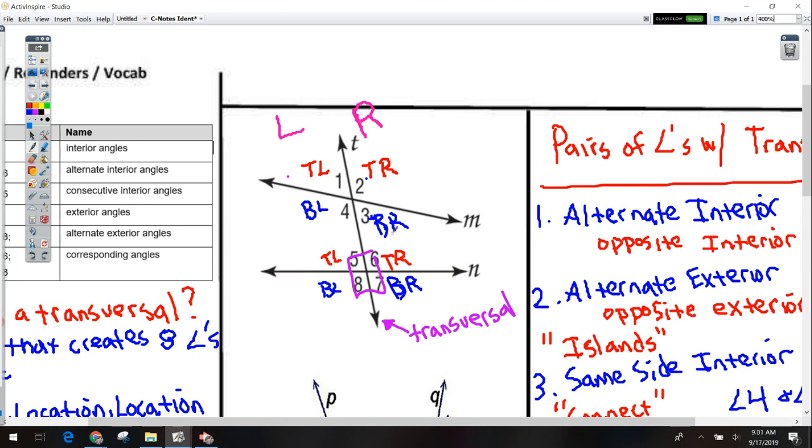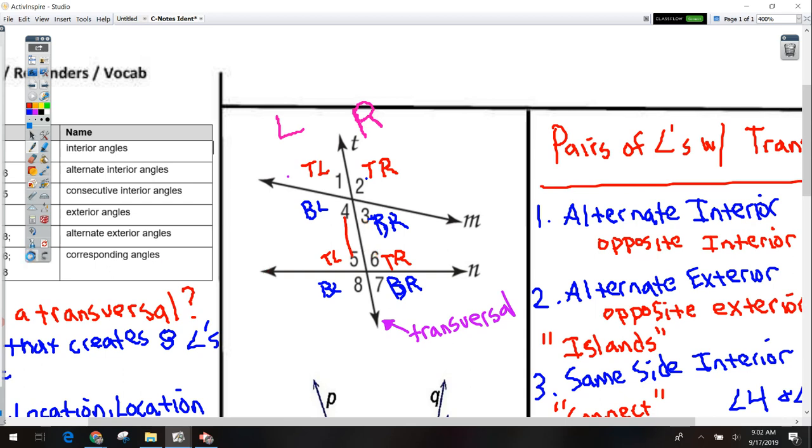Interior versus exterior. So interior means that you can connect to another angle. You'll notice that we have only a few angles that can actually connect to another angle. For example, 4 and 5 can connect, so can 3 and 6. So these are interior angles because they're not alone. So if you can connect, you're in the interior.